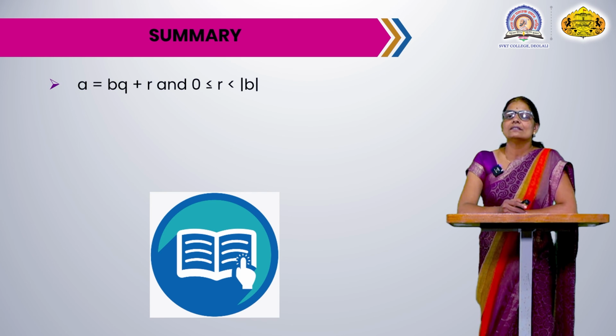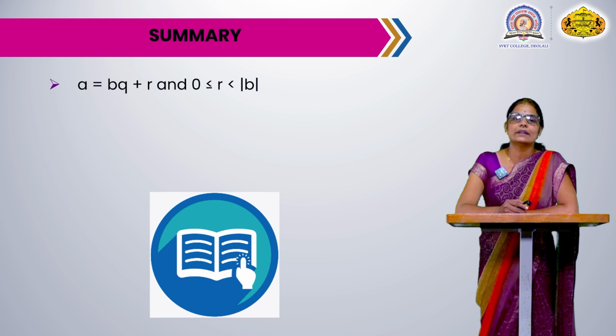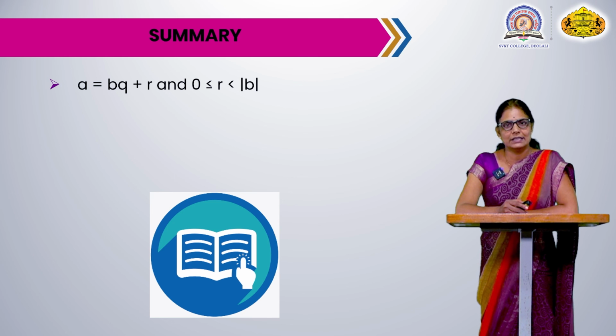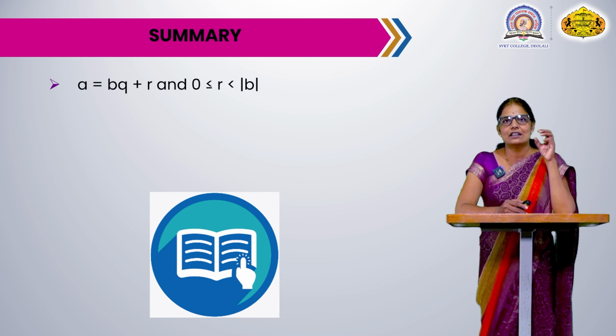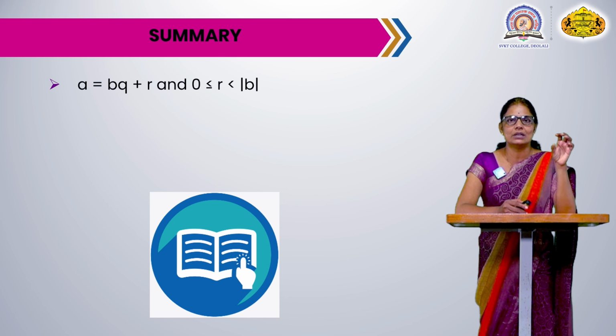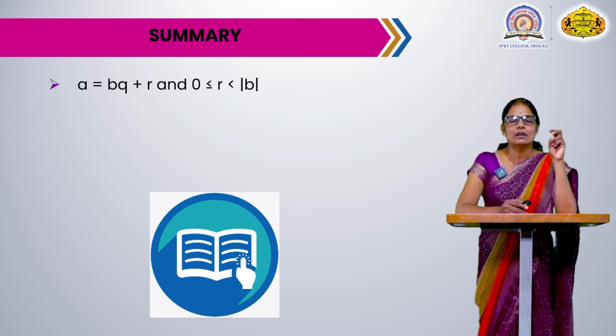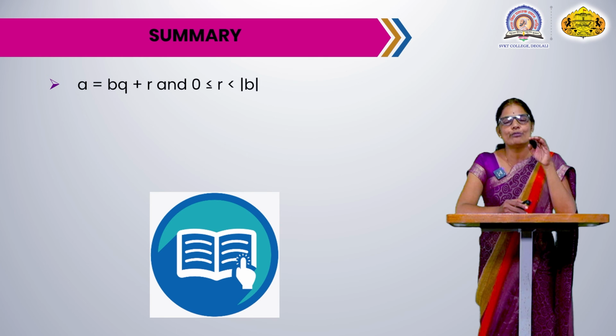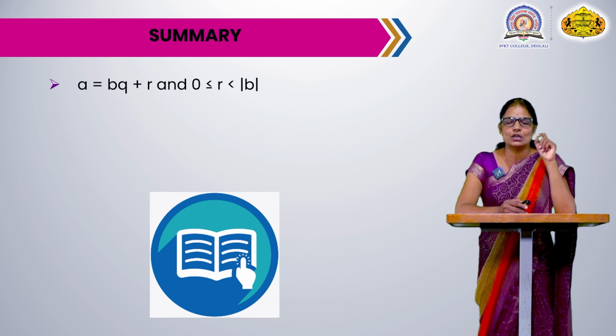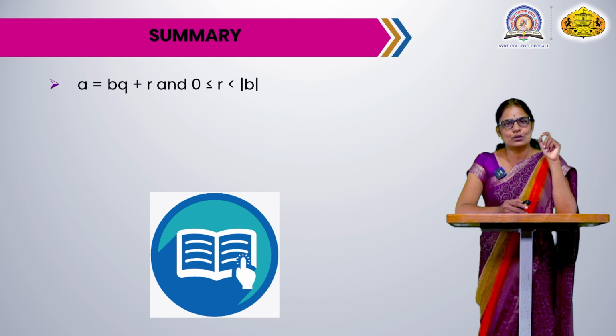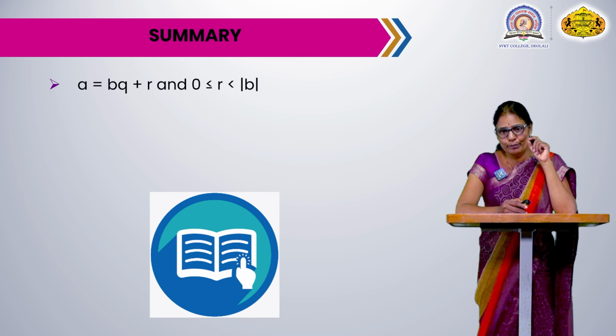So now let us summarize our today's lecture. In today's lecture, we have studied division algorithm for the integers. It gives the relation between dividend, divisor, quotient and the remainder. So if we are given two integers a and b with b not equals to 0, then there exist unique integers q and r such that a is equals to bq plus r and 0 is less than or equal to r is less than mod b. Remember here r is strictly less than mod of b.